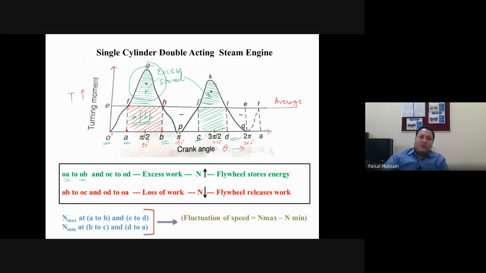Similarly, during position OB to OC. Now see, this is the requirement. BHJC. This is the requirement. ये requirement है.